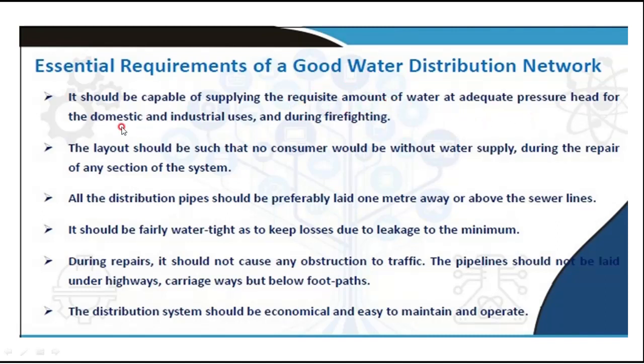The second one is whether the purpose is domestic or industrial, that you need to think about. If it is an industrial system, then diameter will be more, pressure will be more, velocity will be more. And for domestic purpose, diameter will be very less, pressure will be moderate, and sometimes intermittent supply is there, then only 2 hours a day, 4 hours a day, or 24 hours a day, like that you can supply. That also you have to consider. That is one requirement of a good distribution system.